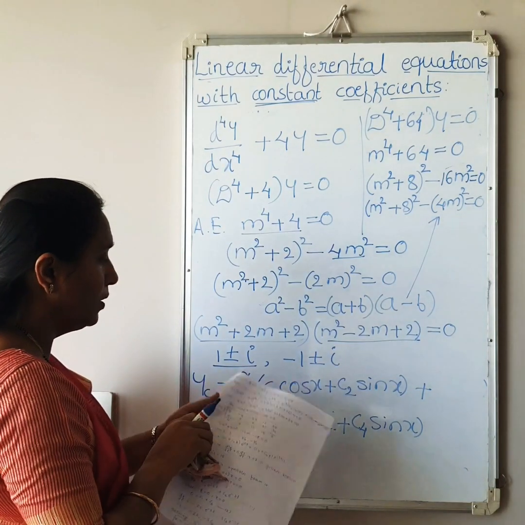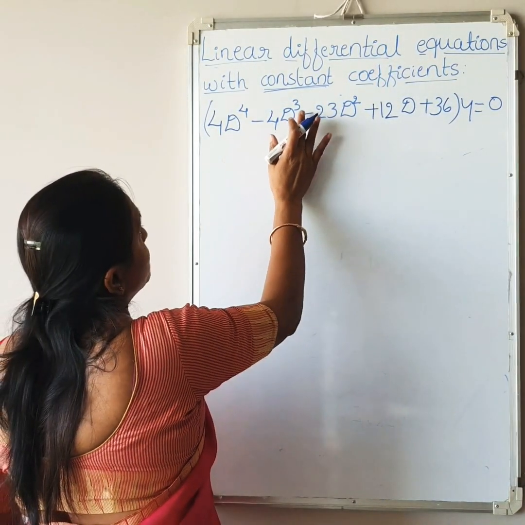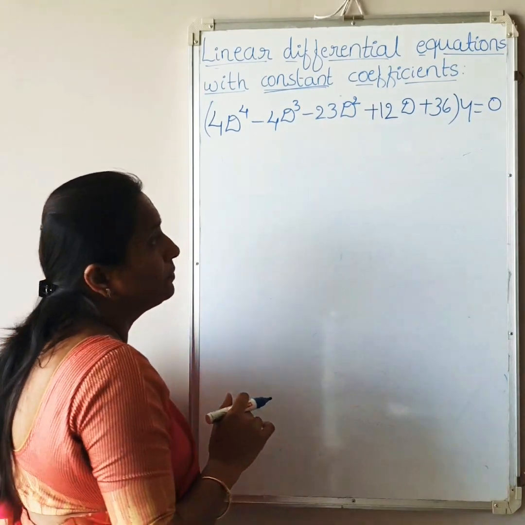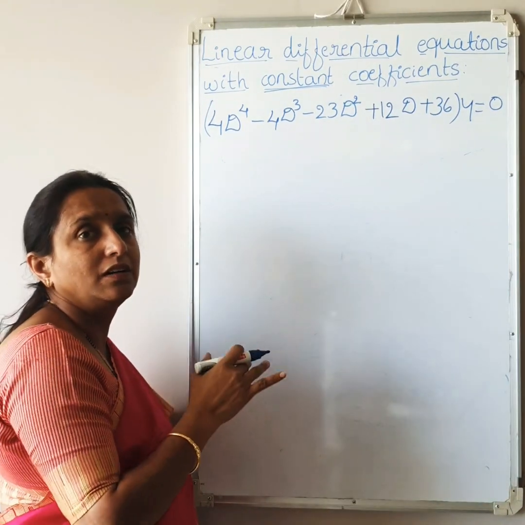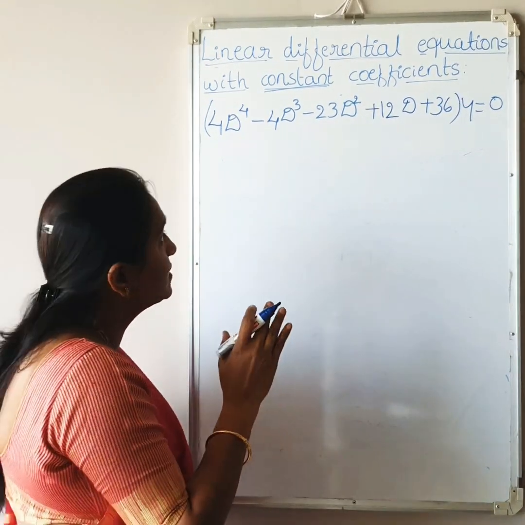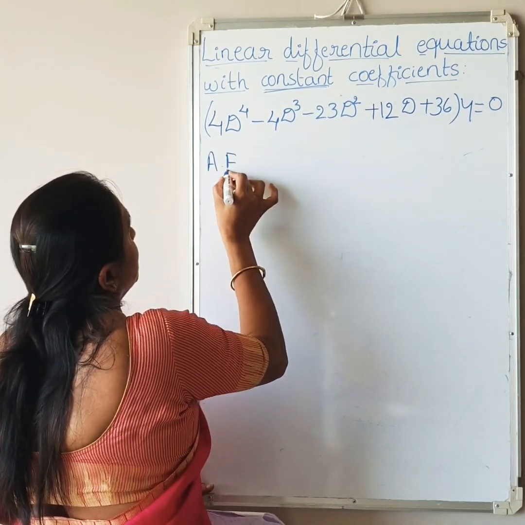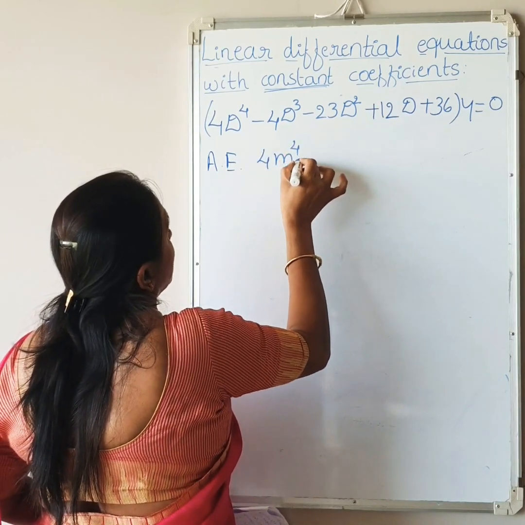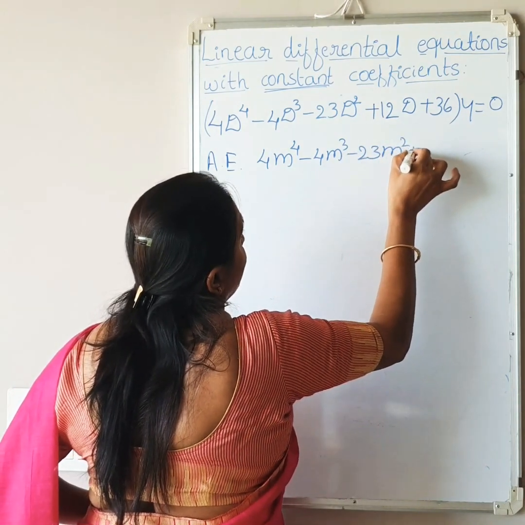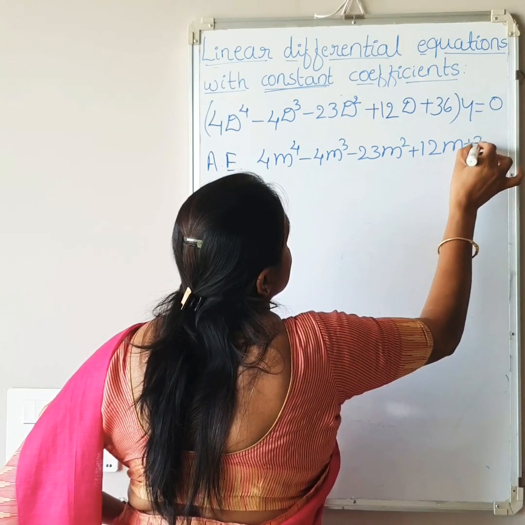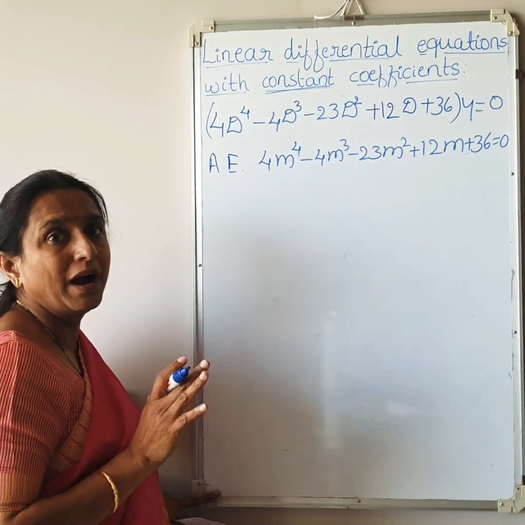Next we will consider one more example. So the next example is 4D raised to 4 minus 4D cube minus 23D square plus 12D plus 36 y is equal to 0. Here we cannot adjust the terms and even we can't use calci to find the roots. In such cases, how to solve it? First we will write the auxiliary equation. The auxiliary equation will be 4m raised to 4 minus 4m cube minus 23m square plus 12m plus 36 is equal to 0. Okay, so we have to find one root by inspection.